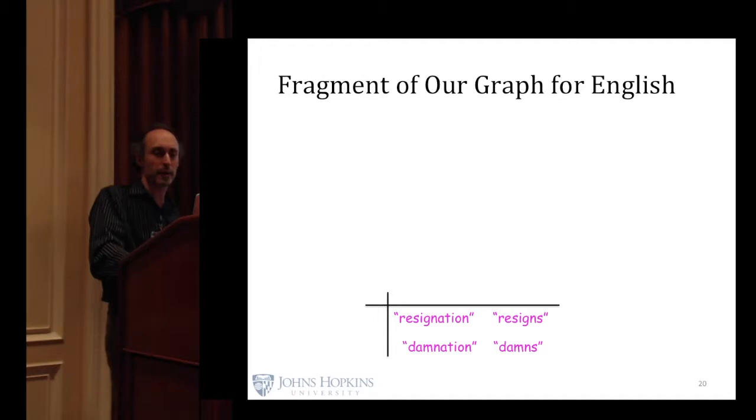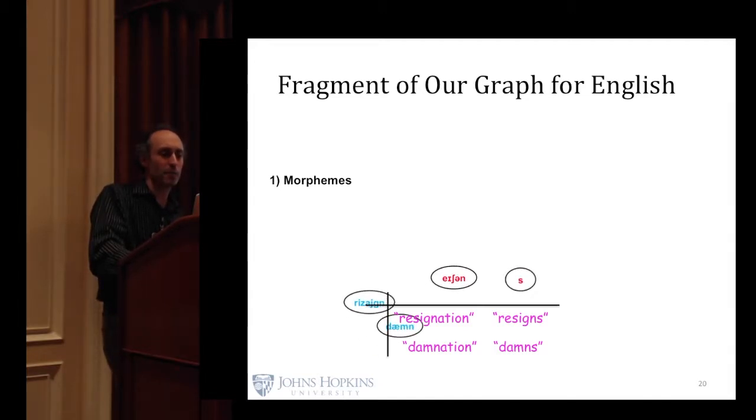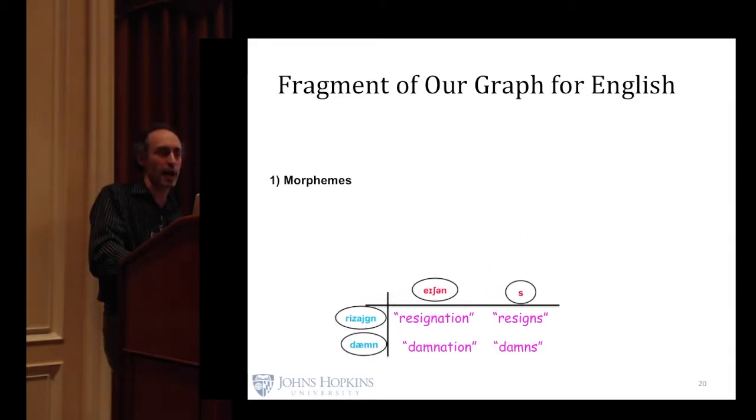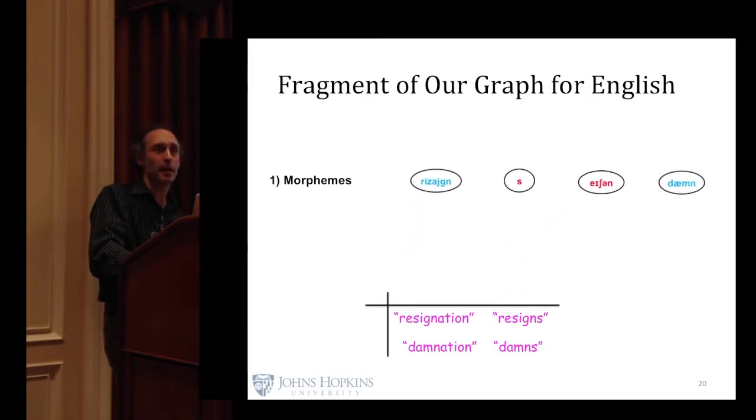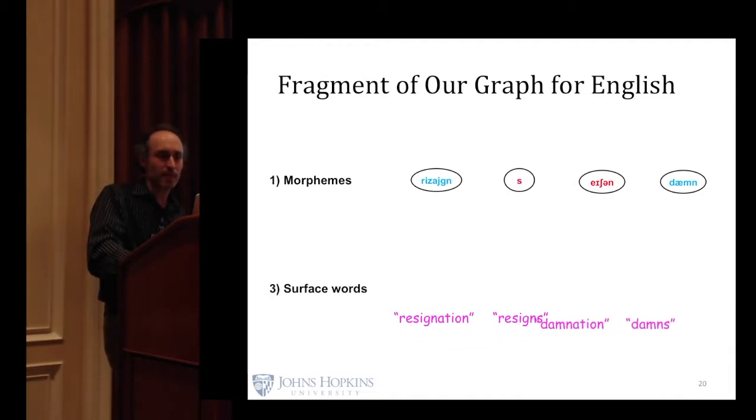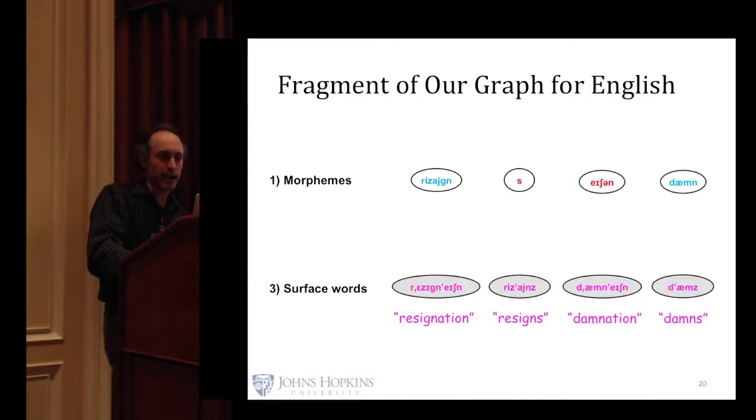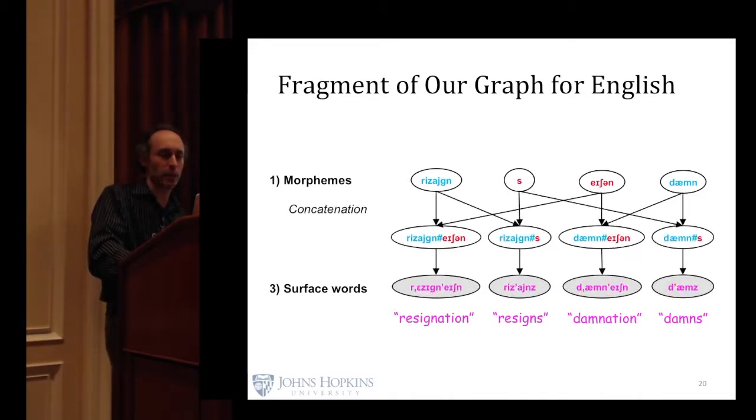Okay, so here's a fragment of turning this into a graphical model. This is for English. Here's a little bit of our table. 2 by 2, resignation, resigns, damnation, and damns. And the labels of these, which are the row and column labels, so these underlying morphemes, are unknown variables in the graphical model. So ellipses are variables, and I've labeled them not with the name of the variable, but with a typical value. We observe these words, and the story is that the morphemes are concatenated into underlying words, which then go through some stochastic channel to give you the surface words.